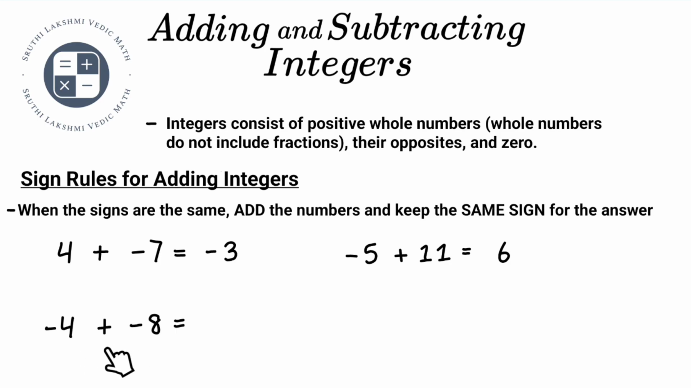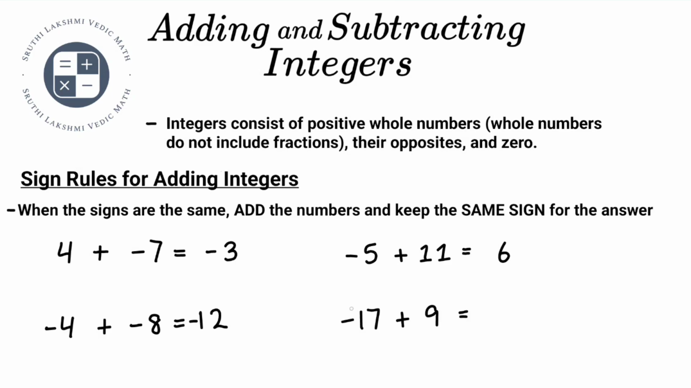Negative 4 plus negative 8. Here, both numbers being added are negative. That means the signs are the same. So let's add the numbers as we would if they were positive. 4 plus 8 is 12. Now here, since we have a negative sign on both numbers, we put a negative over here. So negative 4 plus negative 8 is negative 12.